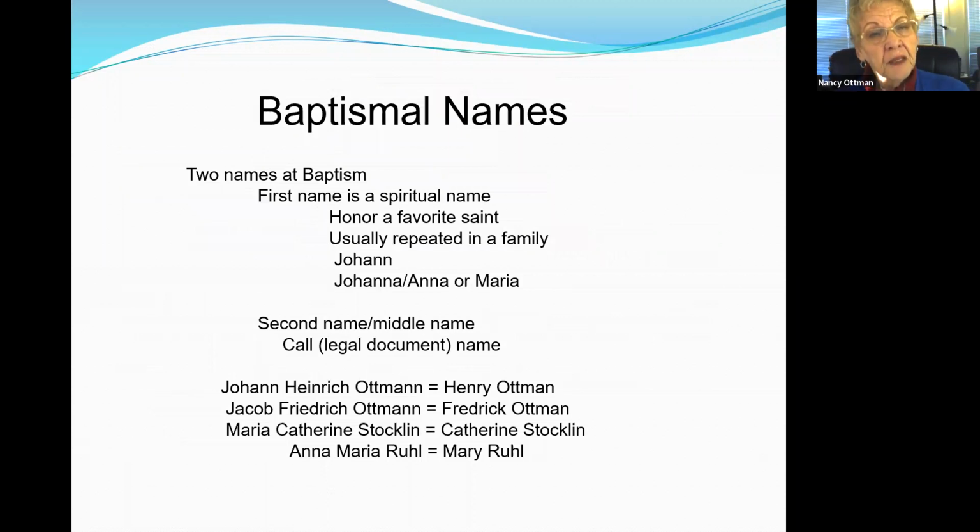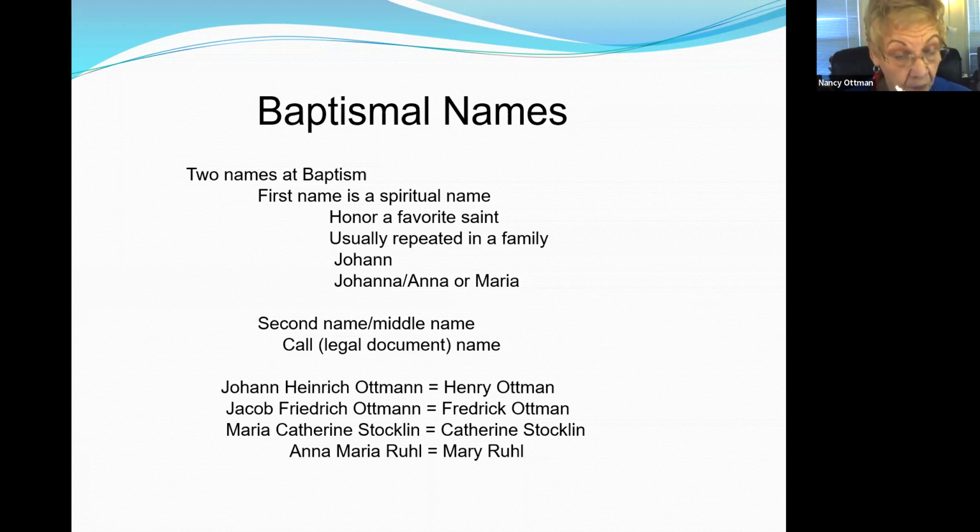Baptismal names. In our German culture, there are 2 names given at baptism. The first name is a spiritual name. It honors a favorite saint. It's usually repeated in the family, and you'll see Johann for the boys and Johanna, Anna, or Maria for the girls. The second name, or middle name, as we might call it here, is actually their call name, but it is used for legal documents.